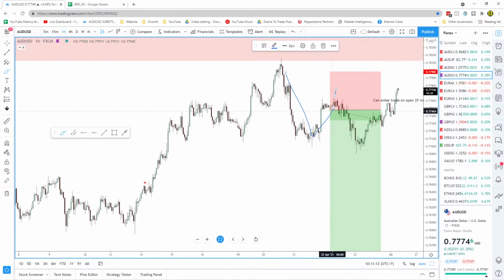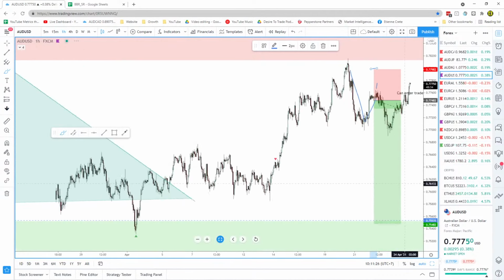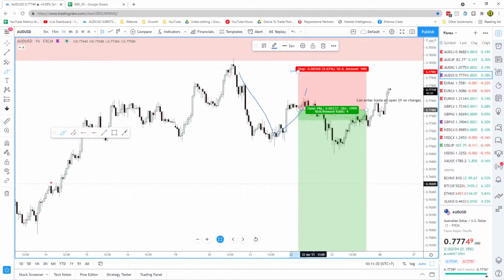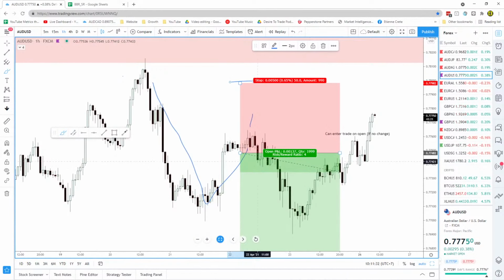So I enter below this candlestick. Put my stop loss here at 50 pips. So that strategy here uses a fixed stop loss. My other strategy uses a stop loss based on a reward to risk. So that varies. And then the take profit is basically the next zone, or 200 pips. So over here.